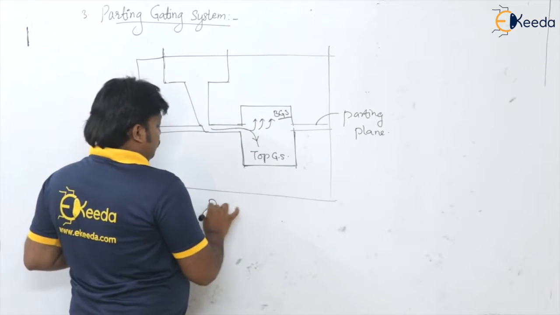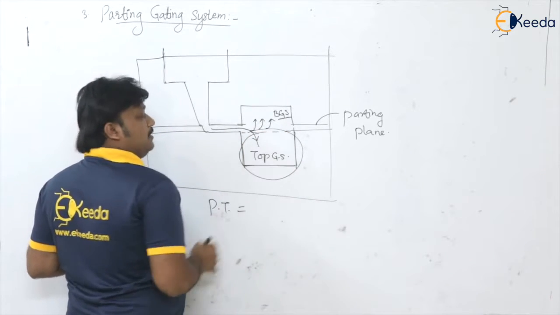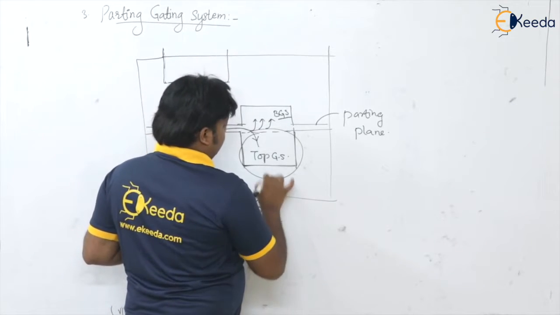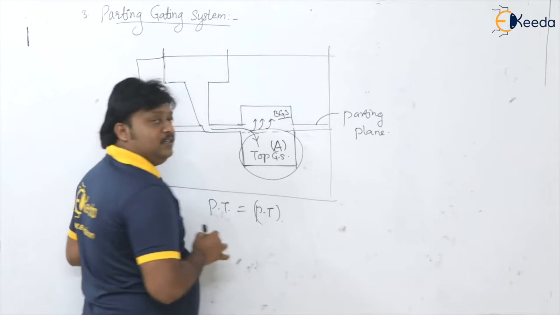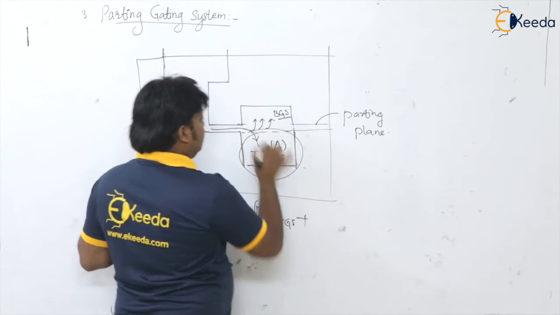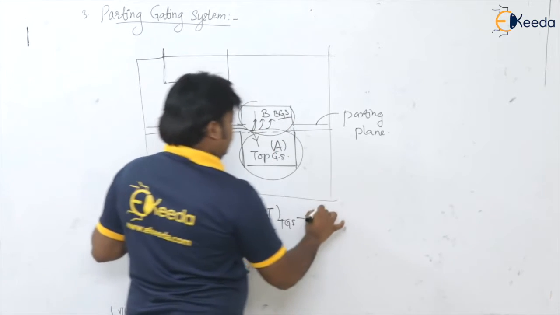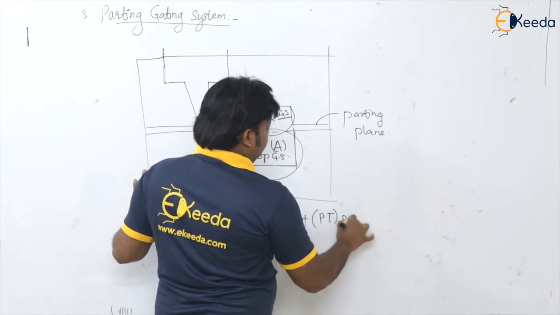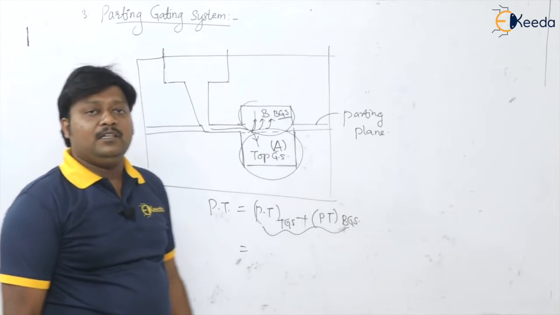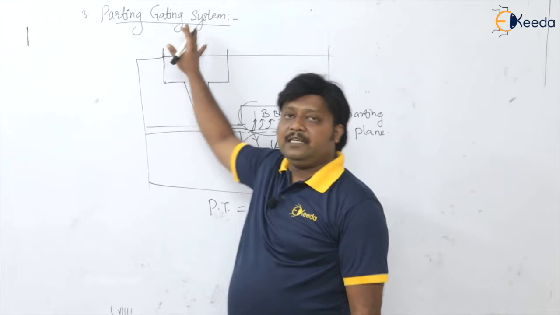And here, how to calculate pouring time? So you can have the parts. For this part, there is a pouring time, say for part A, which is in the cope, and this will be calculated as top gating system, plus pouring time for this part B, which is in the cope. Okay, so it will feel like the bottom gating system. If you add these two, you will get the total filling time required for that mold, isn't it? So this is the parting gating system.